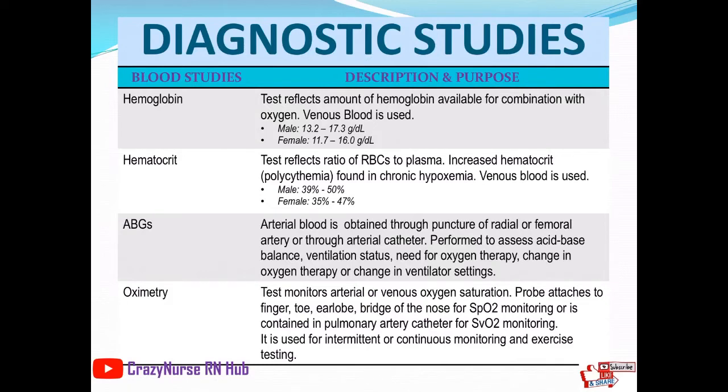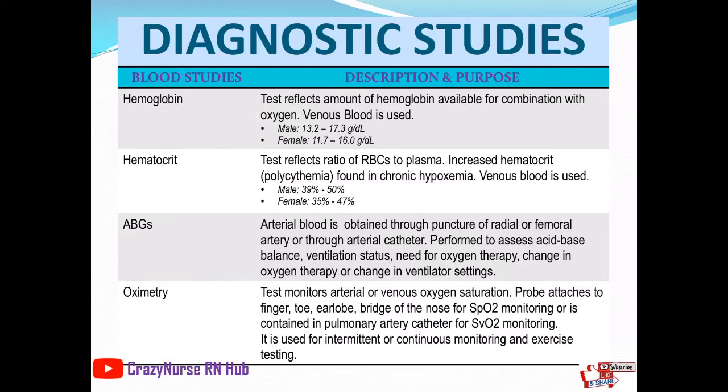Also, under your blood studies, we have your arterial blood gases, or your ABGs. Arterial blood is obtained through puncture of radial or femoral artery or through arterial catheter. It is performed to assess acid-base balance, ventilation status, the need for oxygen therapy, and change in oxygen therapy or change in ventilator settings.